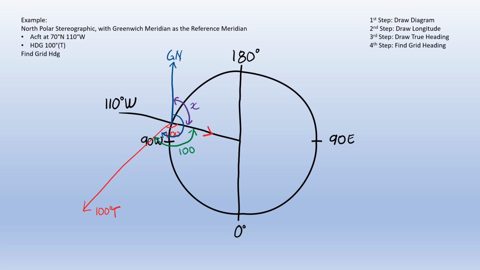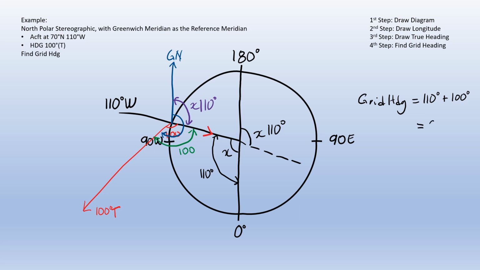Now we need to use circle theorem. If we extend this line, the value of this angle is also X. So does this angle. The value of the last angle is the same as the angle between 0 degree longitude and 110 degrees west longitude. It is 110 degrees. Thus, this angle is also 110 degrees, and so is this angle. Therefore, grid heading equals 110 degrees plus 100 degrees equals 210 degrees.